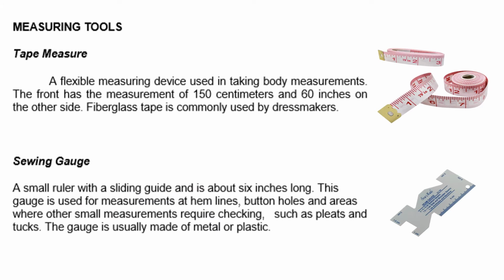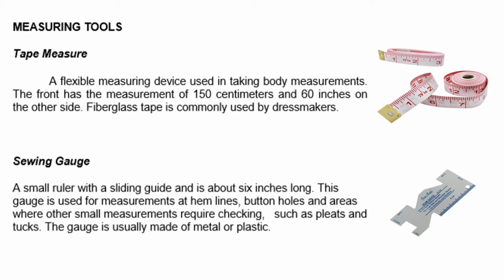So these are the measuring tools. For the first picture, it is a tape measure. A tape measure is a flexible measuring device used in taking body measurements. The front has the measurement of 150 centimeters and 60 inches on the other side. Fiberglass tape is commonly used by dressmakers.